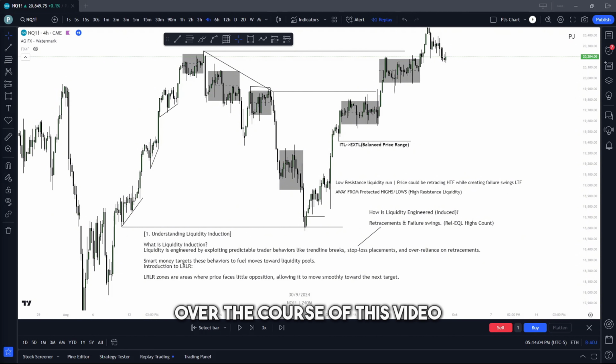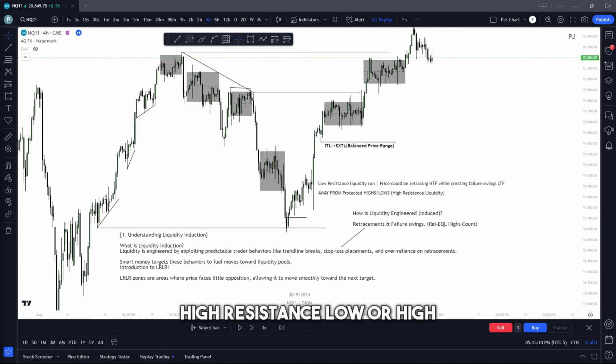Over the course of this video, we will cover how liquidity is induced inside of the market and how smart money targets these low resistance liquidity areas after putting in a high resistance low or high. Understanding liquidity induction is not the hardest thing in the world. Liquidity is engineered by exploiting predictable traders' behaviors like trend lines, stop loss placements, and over-reliance on retracements. Smart money then fuels moves to target these liquidity pools. Low resistance zones are where price faces little opposition, allowing it to smoothly transition towards our next target.